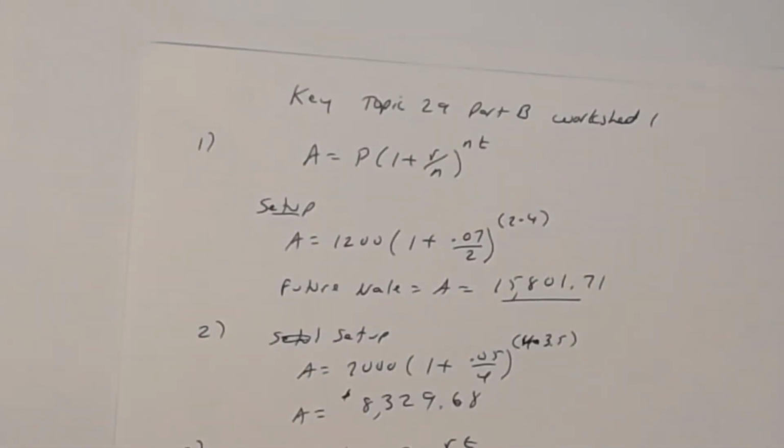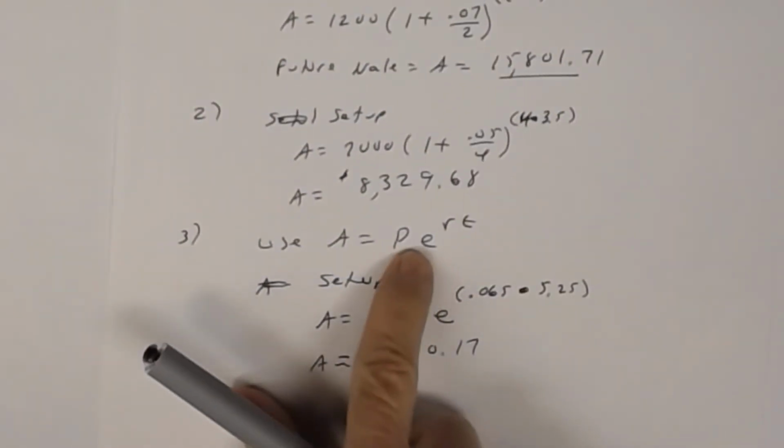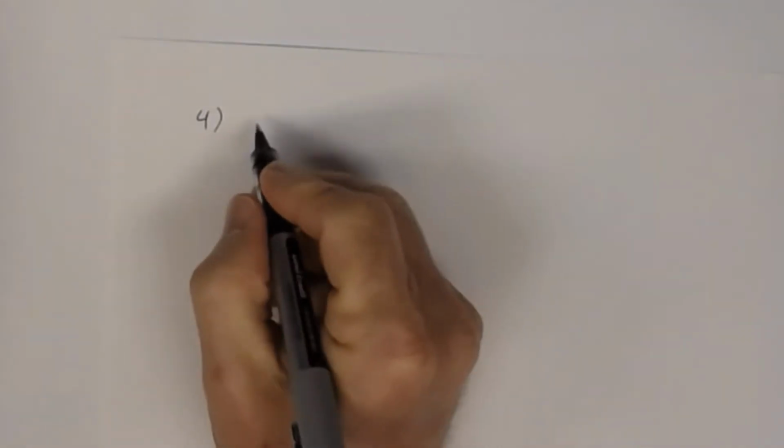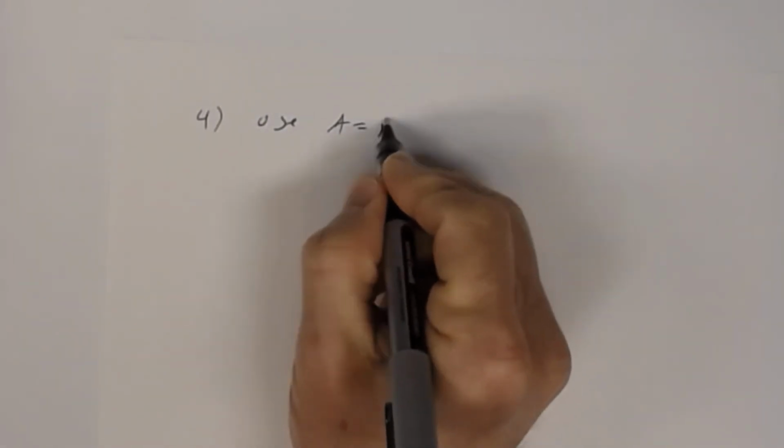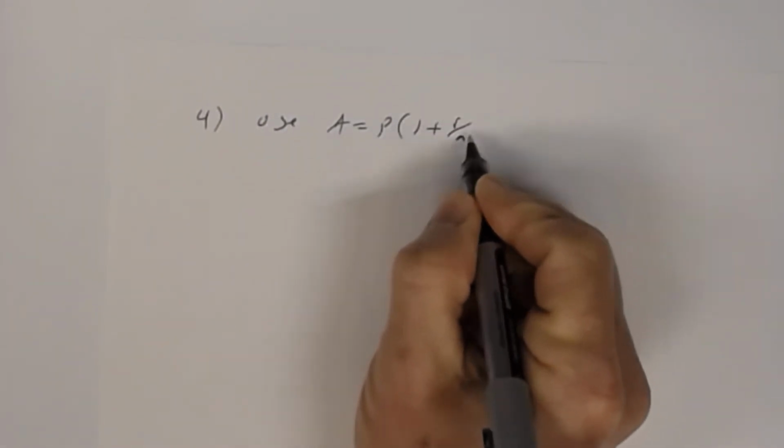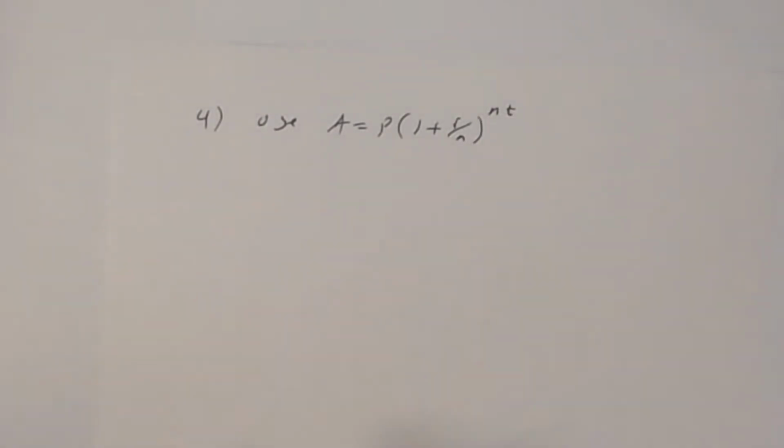Remember, you only use this formula here if it's being compounded continuously. All right, so I'm going to use this formula. I'm going to write it out. A equals P times 1 plus R divided by N raised to the NT power.